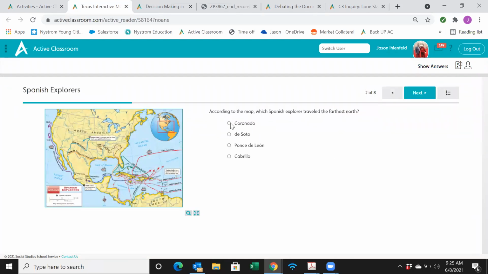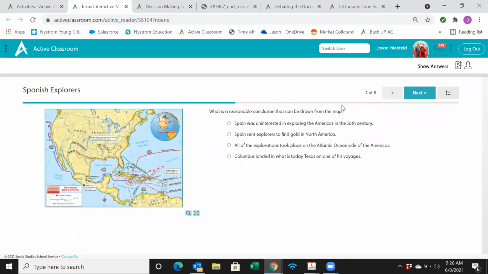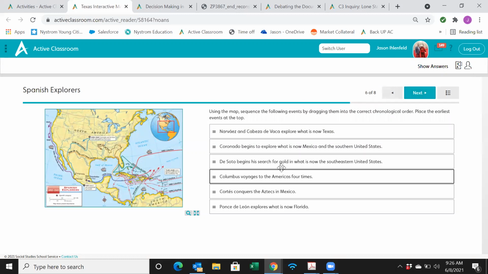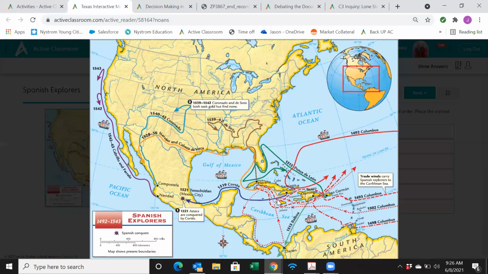And so the kids will just select some of these. And again, they can enlarge those maps. Some of these drop-down menus are going to be analyzing the timeline up there at the top, drawing conclusions, and then which of the statements here. And so this one here, they're dragging and reorganizing some of these. Just some great maps to help accompany those.